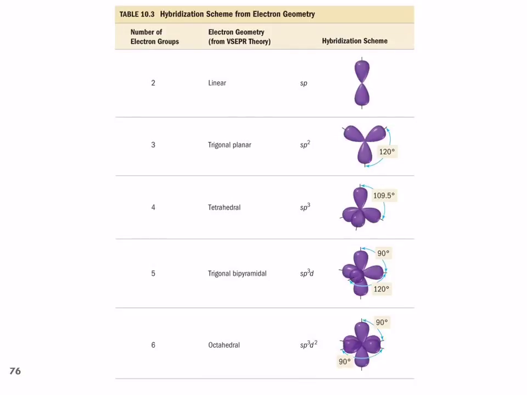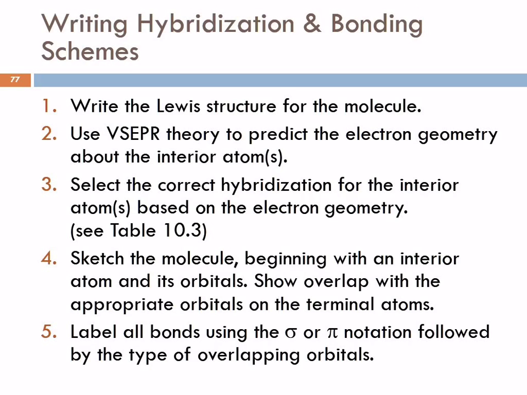So we're drawing Lewis structures. We're looking at the number of electron groups. The number of electron groups tells us the hybridization scheme. Okay, so write the Lewis structure. Use VSEPR theory to predict the geometry. Select the hybridization based on the electron geometry. You can look at table 10.3 for reference until you get the hang of it. Sketch the molecule. Start with an interior atom and its orbitals, and then show the overlap with the terminal ones, and then label the bonds. This is the sort of thing we're going to do and practice on the worksheet today.